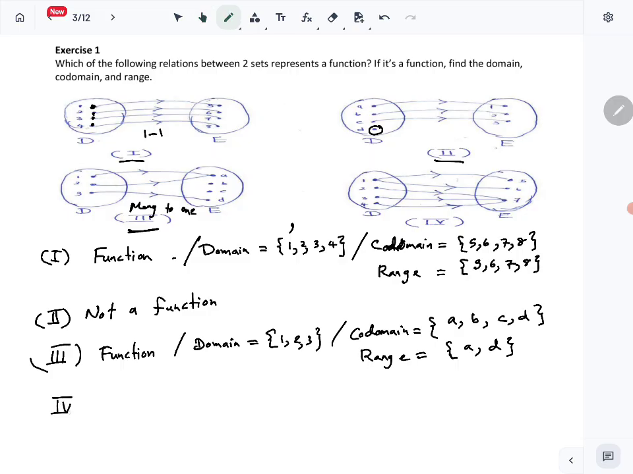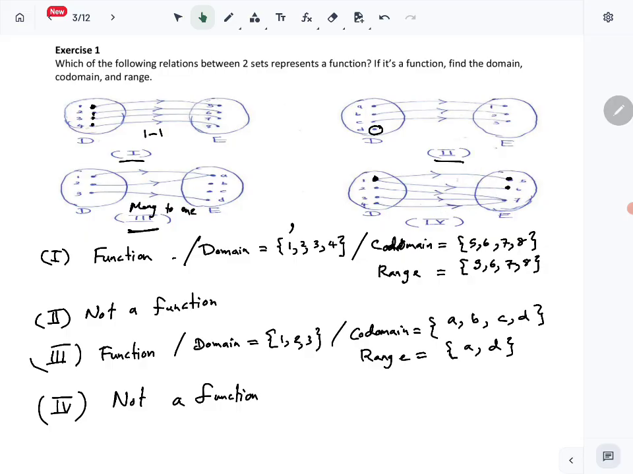Then the last one. So can this be a function or not? Let's look at the first element. 1. 1 is connected to how many elements? 5 and 6. So it can't be a function. Why? Function rule says one element in set D can be only connected to a single element in set E. So not a function. Because 1 is connected to 2 elements. So it fails the function test, right?